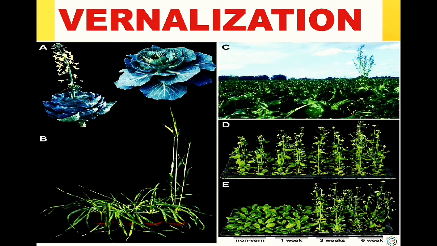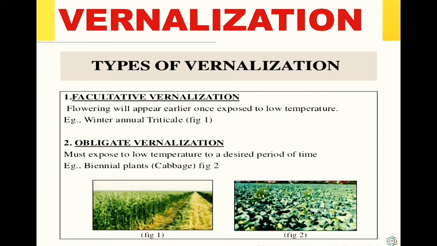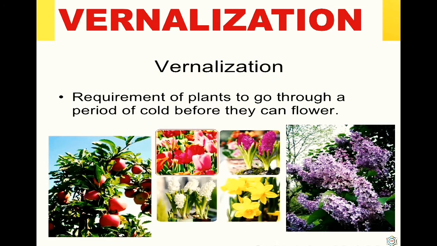The actual site of the cold stimulus in most plants is the meristematic cells in the bud, apex of embryo, developing leaves, etc. If we talk about the types of vernalization, it is of two types, facultative and obligate. Facultative vernalization is where flowering will appear earlier once exposed to low temperature, like the winter annual triticale. And obligate vernalization is a must exposure to low temperature for a desired period of time, as in biennial plants. So vernalization is a requirement of plants to go through a period of cold before they can flower.